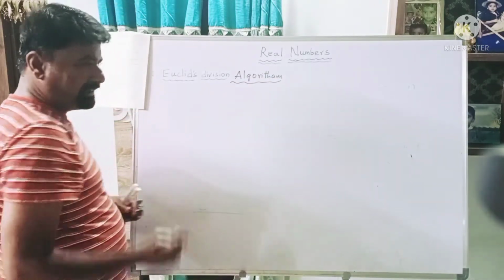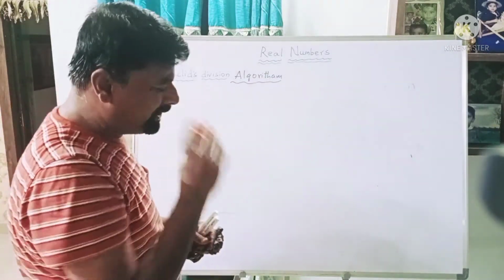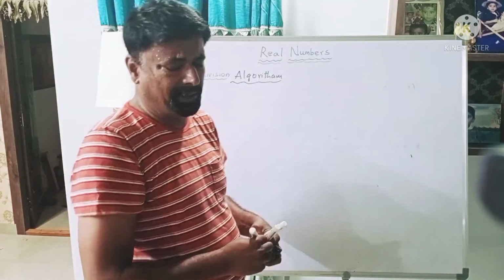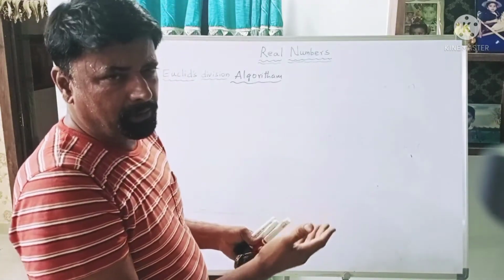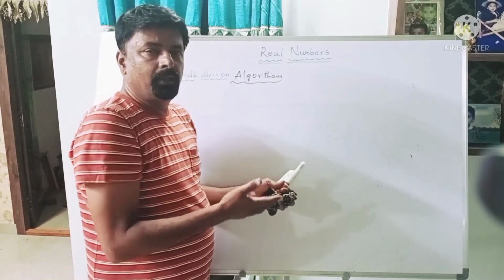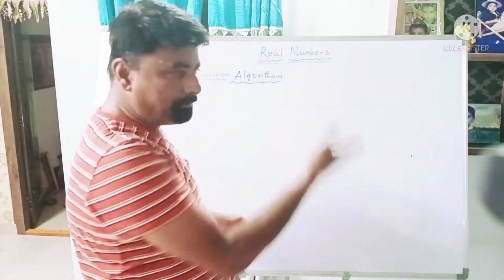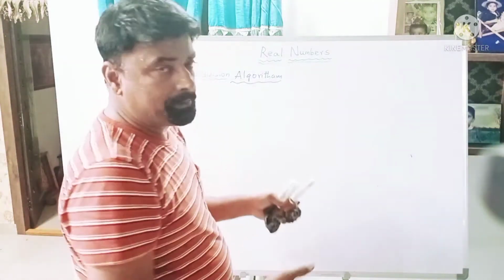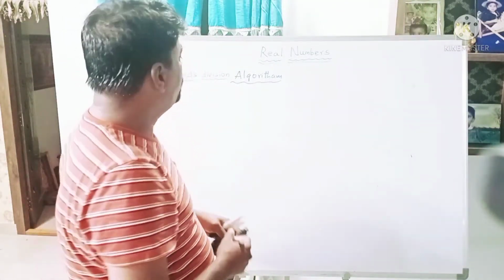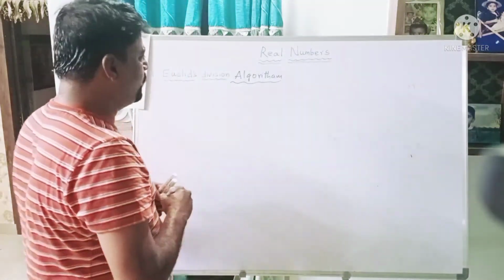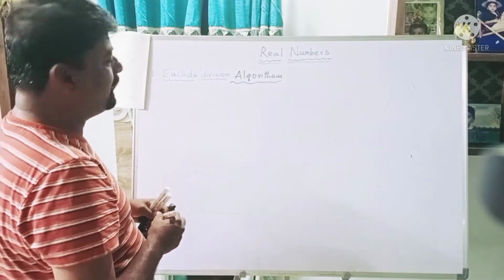Euclid's division algorithm. Here I don't want to explain what is algorithm. Algorithm is nothing but the steps to solve a particular problem, beta. If you write some steps for a particular problem, that is nothing but an algorithm. So I want to explain to you what is the use of this algorithm.